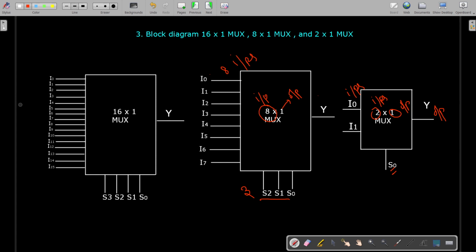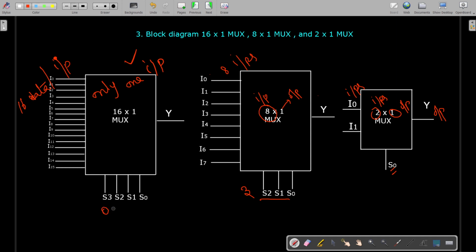So you have 16 data inputs available. Among the 16 inputs, you need to select only one input. Only one input will be selected and that will be transferred to the output side. That is the functioning of this multiplexer.